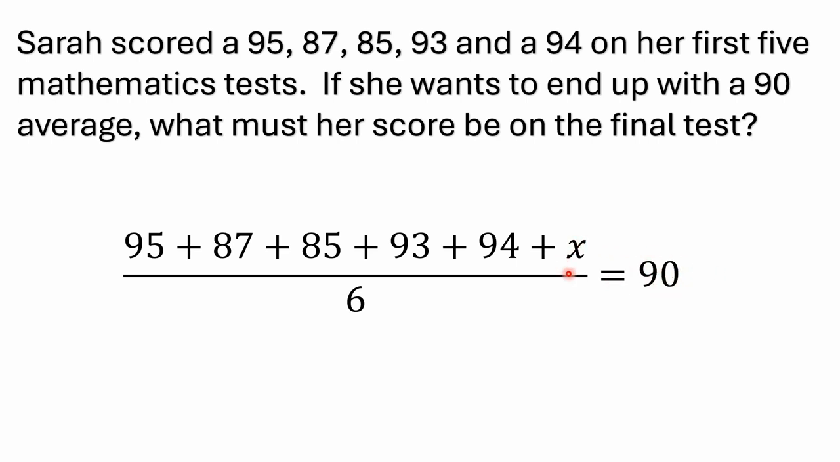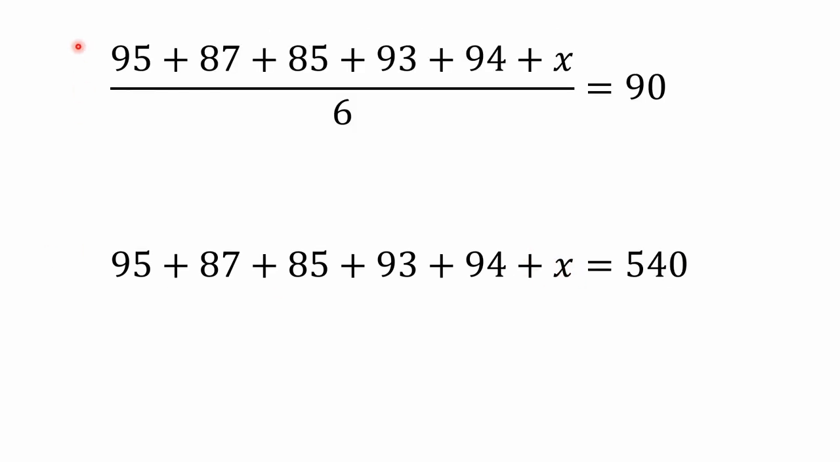So what we're trying to do is figure out what x is. That should be pretty simple from here if we break this down. Again, here's the equation that we've come up with. We know the score we're shooting for is this 90 average. So we can multiply both sides of this equation by 6, and that gets rid of our fraction. We have this big numerator over this denominator, and we want to simplify it. If we multiply both sides by 6, we're just going to end up with the numerator on the left.